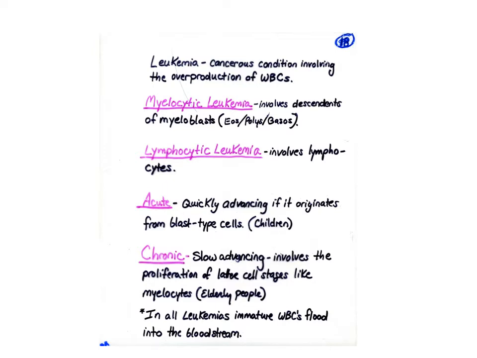But in all leukemias, you have immature white blood cells flooding into the bloodstream because you're not producing enough functional cells to shut off the negative feedback system. So you just produce a lot of immature white blood cells, and in exchange, you're probably not going to be producing enough red blood cells or platelets because you're too busy making the white blood cells that you can't make mature, healthy ones to satisfy the needs of the body. So that's leukemia.